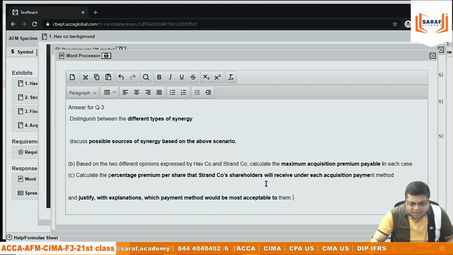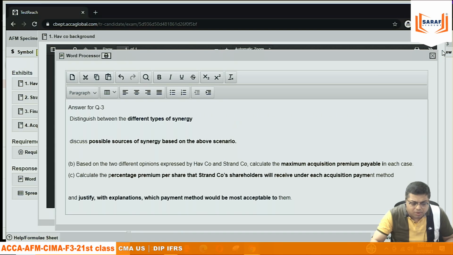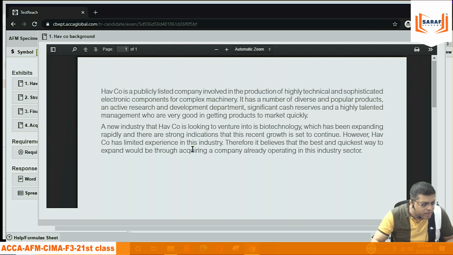We don't require the requirement page anymore, because we have already pasted it in the Word file. I am closing this because the requirement is not required. Now, going into the scenario.